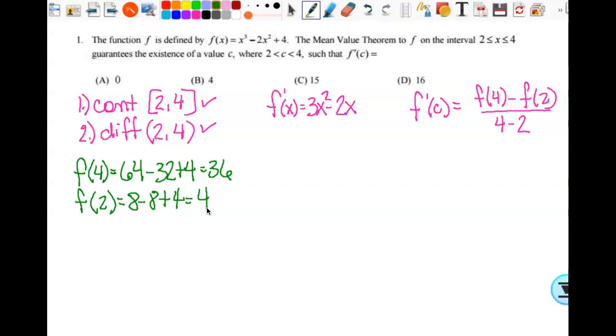Oh, wait. The mean value theorem. Oh, no, you don't have to solve for it because it's asking for this. You don't even need the derivative. What did I do? Oh, yes. Okay.